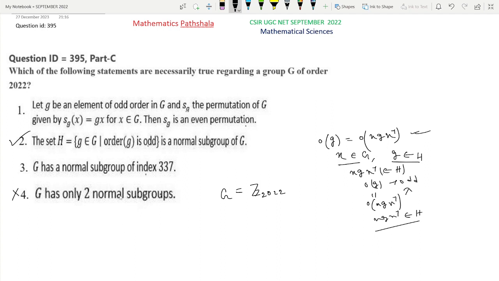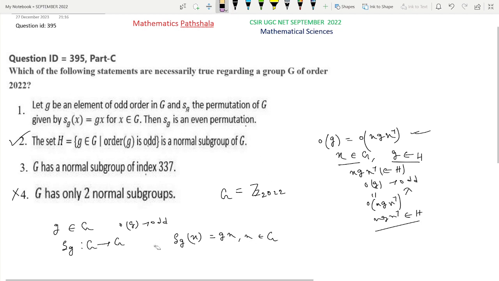So first we take option 1. For option 1, see, we are given that g is an element of G such that the order of g is odd, and S_g is a permutation on G, that is a bijective map from G to G defined by S_g(x) equal to gx, x belongs to G. Now it says that S_g is an even permutation.